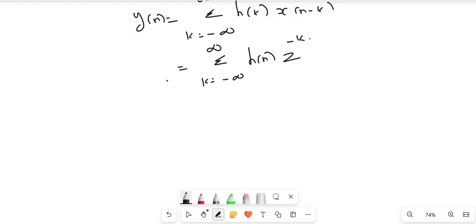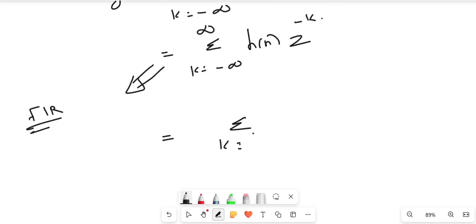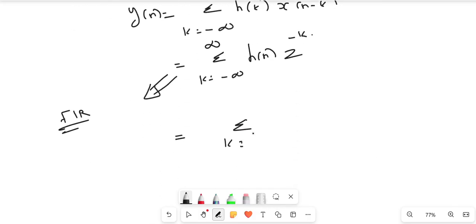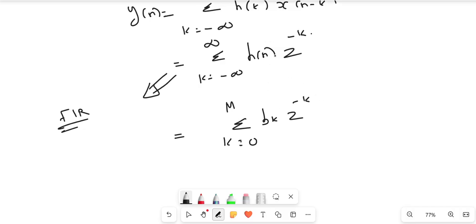So you can correlate this with the FIR equation. What is the FIR equation we wrote? The summation of k equal to 0 to m, bk into z power minus k. Here the impulse response h of n is the bk coefficients.